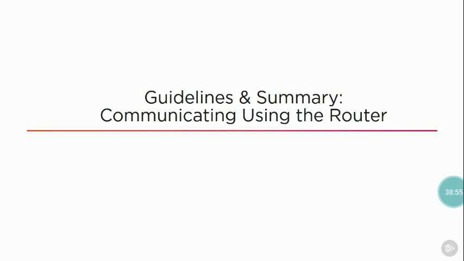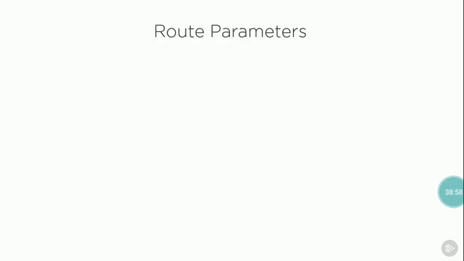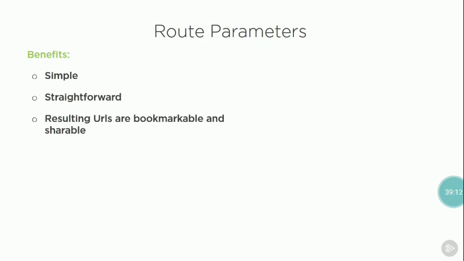How about some guidelines for using route parameters? Route parameters are often the best way to pass a bit of data from one component to another on the route. Parameters are preferred over services or other techniques because they are simple, straightforward, and the resulting route URLs are bookmarkable and shareable. For example, if a user wants to share the detail for Product 7 with another user, they can simply email the URL. The recipients can click on the URL and be taken directly to the detail for Product 7.